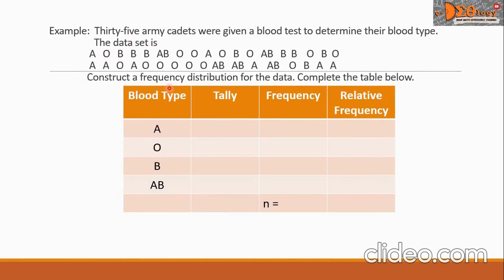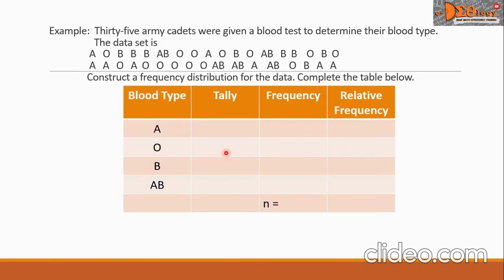Construct a frequency distribution for the data. Complete the table below. In our table, we have 4 columns. The first column is for the category, which is the blood type. We can see here there are 4 blood types. We have A, O, B, AB, respectively.